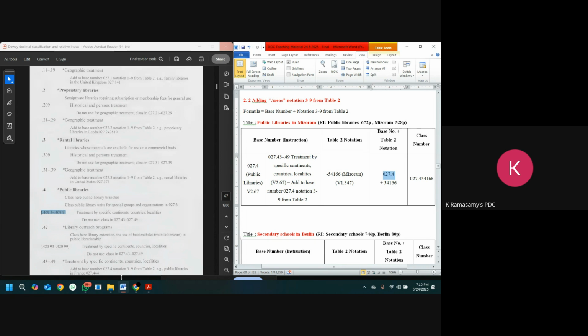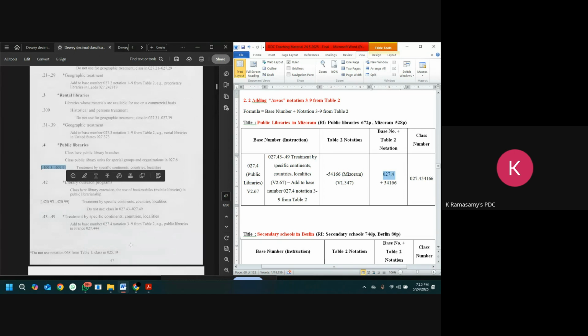And what number can be added? Notation 3 to 9 from Table 2. You go to Table 2, take any number from 3 to 9 and that can be added to the base number 027.4. Base number is 027.4. Number for Mizoram is 54166. I'm just adding it. What is the answer? 027.4, 54 space 166. So there is a clear-cut instruction to add notation 3 to 9 from Table 2 to this base number. Based on this instruction, I added the Mizoram number.